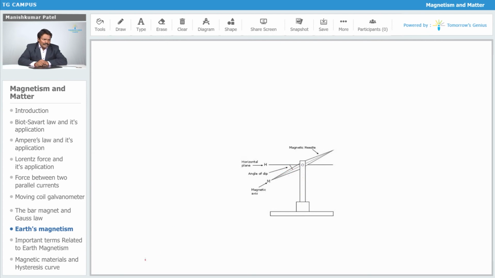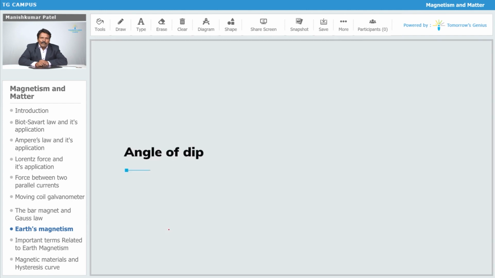So if you place your needle on the equator, you will find that the angle of dip is 0, and when you put it on either the north or the south pole, the value will be 90 degrees. It will turn completely through 90 degrees. Again, the value of your angle of dip is different at different locations.